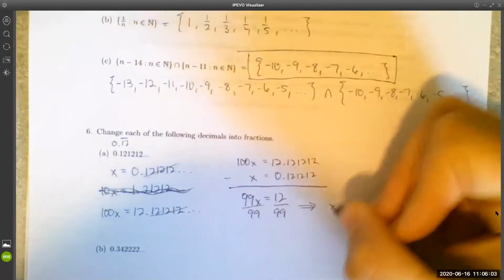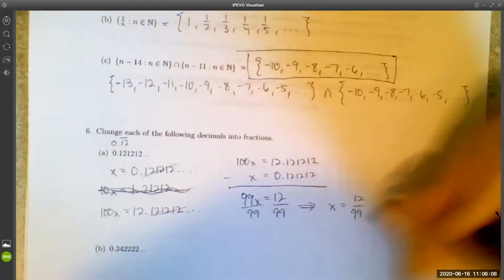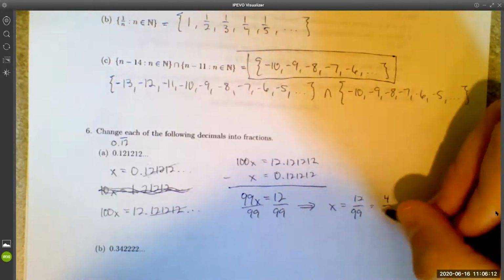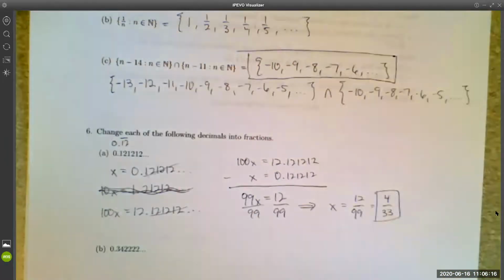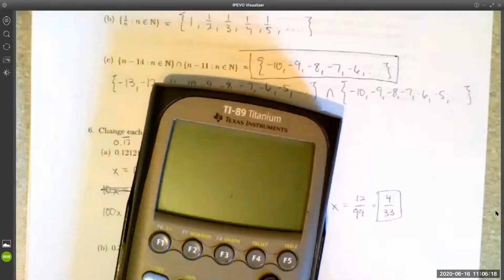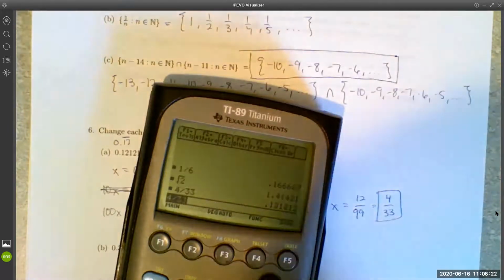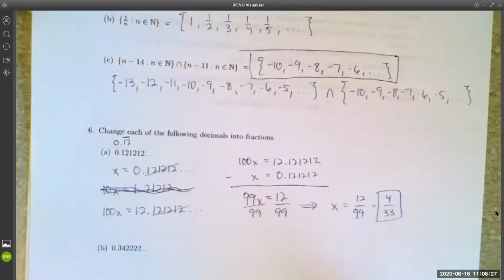And I get x equals 12 over 99, which reduces. 12 over 99 reduces by 3 to 4 out of 33, I believe. So there you go. We can verify this on our calculator. Let's see. 4 out of 33 is, yep, 0.121212. So there you go.